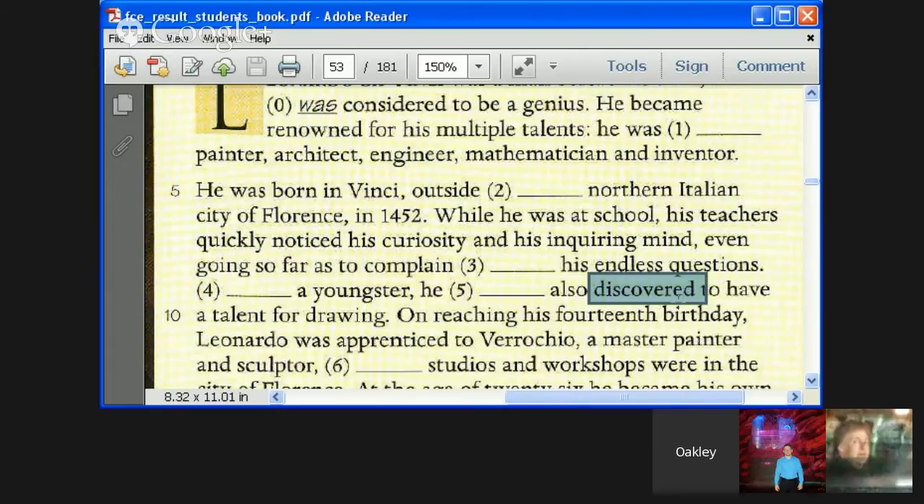As a youngster he is discovered. Okay, now you're on the right track. Here you go: he was discovered. Tricky. All right, the action happened to him. He was discovered to have a talent. There you go. Discovered here might seem to be a past tense, but in fact it's a past participle, and they are looking for a passive.